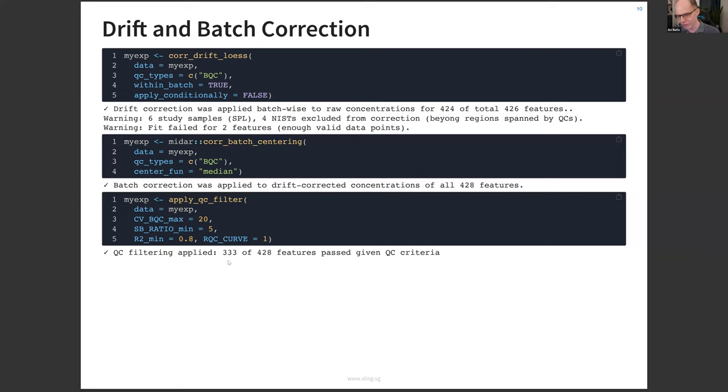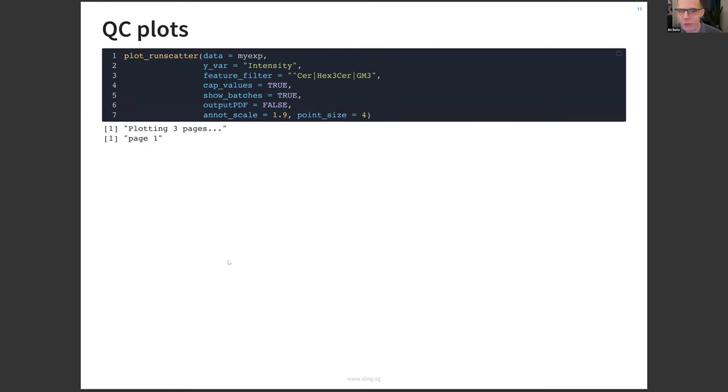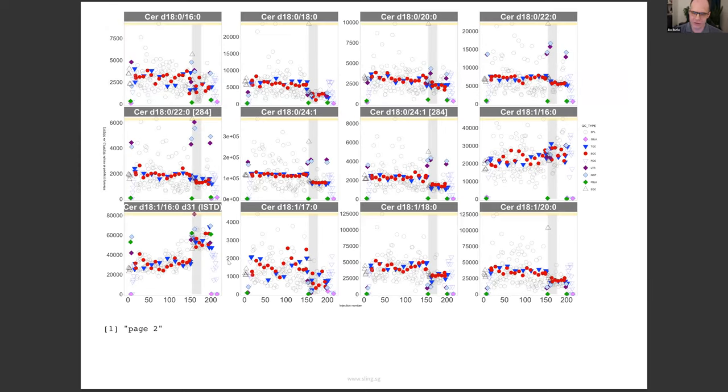So a big focus of this package is also on really creating outputs. There are functions to create quality control plots that help us to understand what is in the data. And this is an example here. You can plot, for example, the intensity over the runtime. And you see here there are 200 samples, and you see the different QC types in different colors.